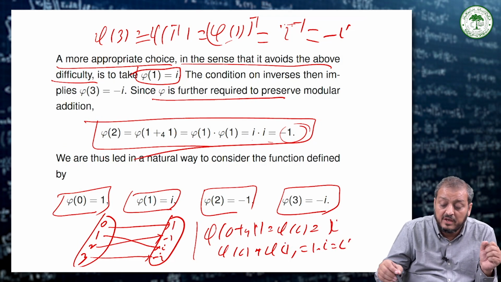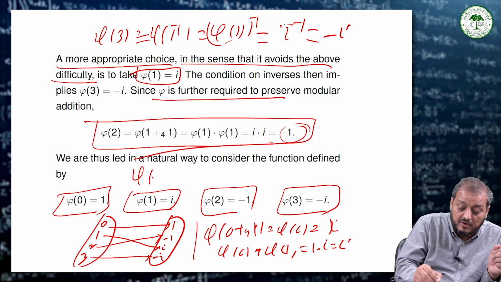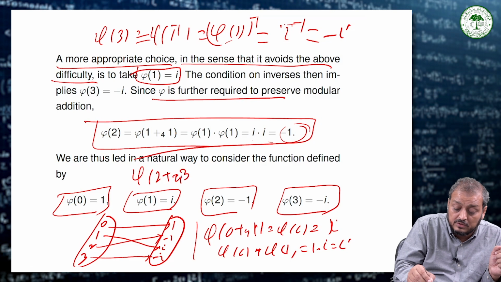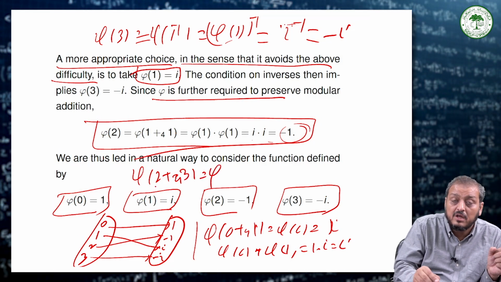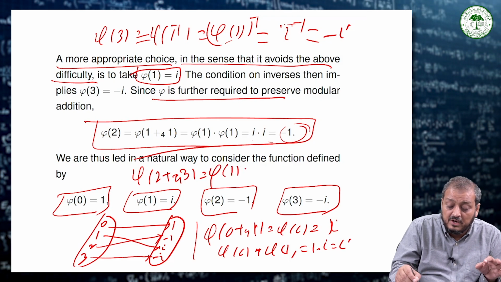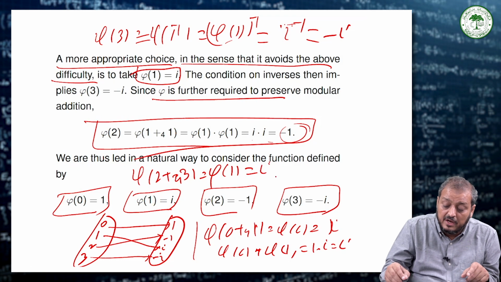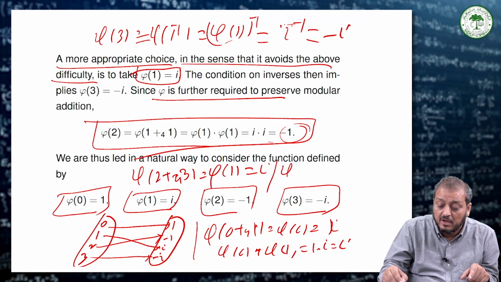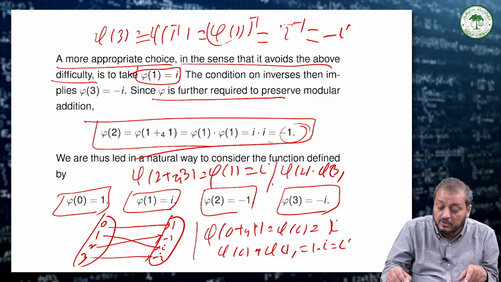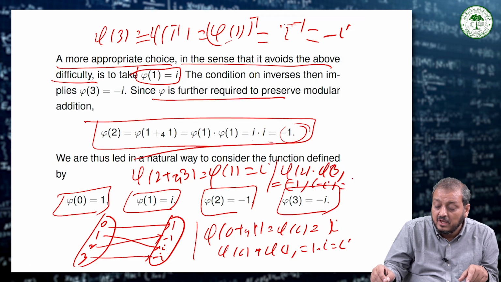So this is satisfied. If you want to take 3 and 2, suppose we have phi of 2 addition modulo 4 3, then 3 plus 2 is equal to 5, and 5 is 1, so it is phi of 1, and phi of 1 is again i. Now we have to check phi of 2 into phi of 3: phi of 2 is equal to minus 1, and then phi of 3 is equal to minus i, so the product is again i.